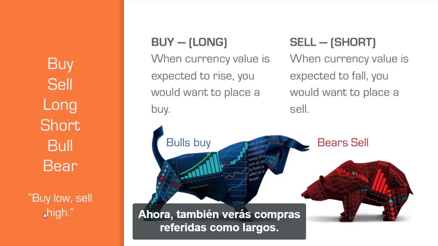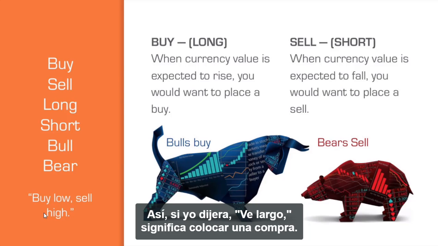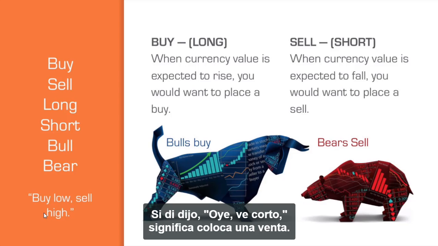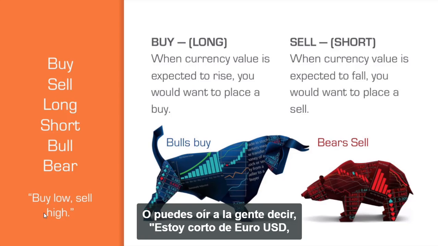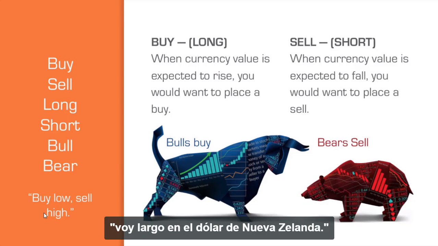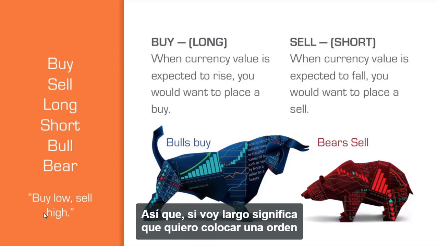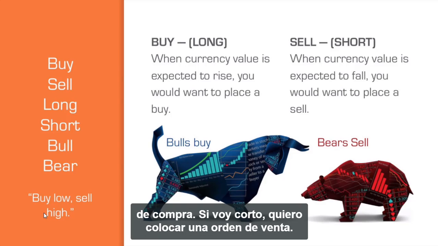Now, you will also see buys referred to as longs. So if I was to say go long, that means place a buy. If I said, hey, go short, that means place a sell. Or you might hear people say, I'm short on Euro USD. I'm going long on the New Zealand dollar. So if I'm going long that means I want to place a buy order. If I'm going short, I want to place a sell order.